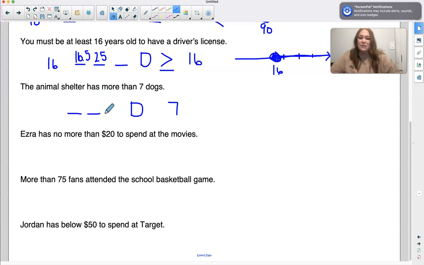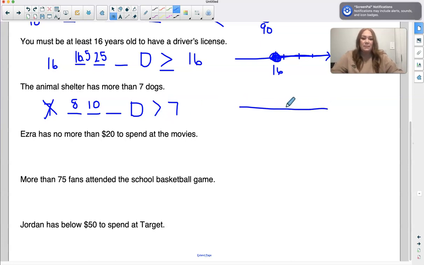So we're going to create that solution set. So the shelter could have 8 dogs, right? We've got to have more. The shelter could have 10 dogs. Tell me another number that the shelter could have. Now we want to check, can they have exactly 7 dogs? Is 7 more than 7? No, so they can't have exactly. They have more than 7. So all of these are greater than 7, not equal to it.